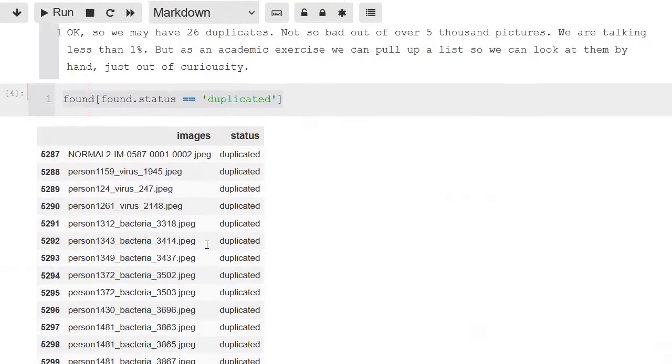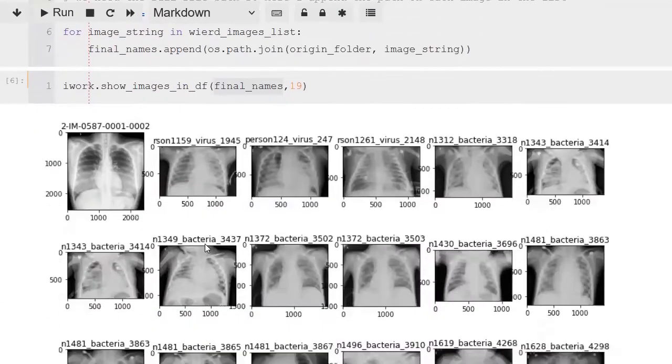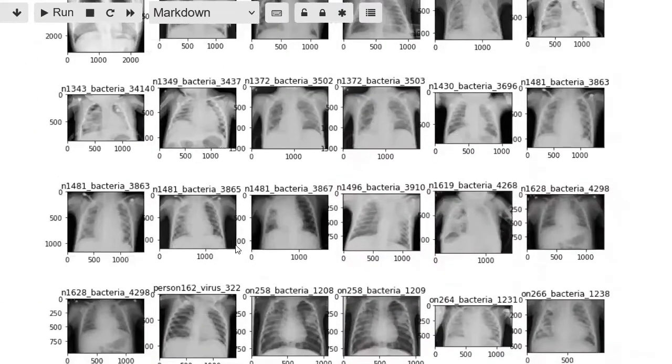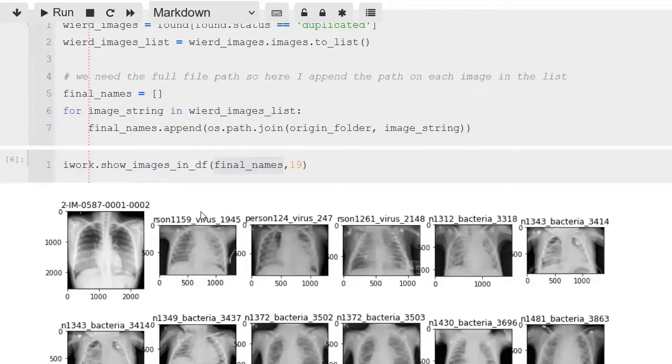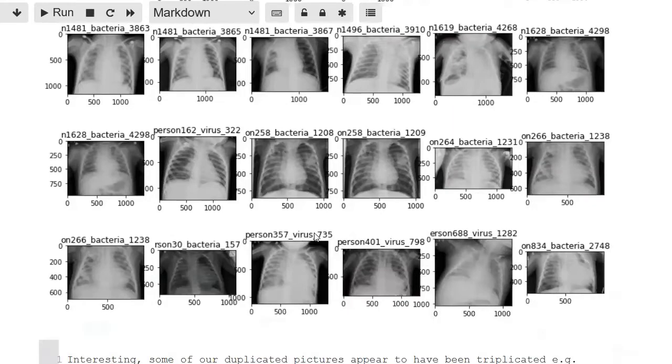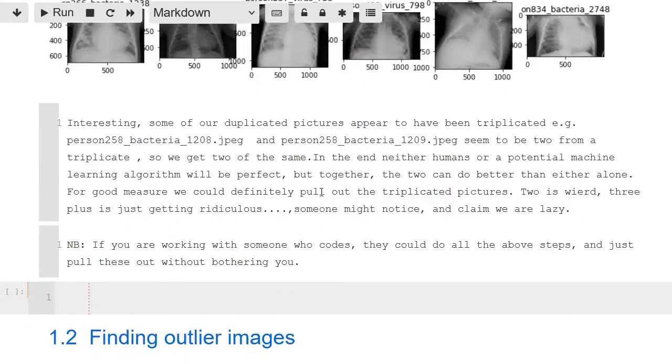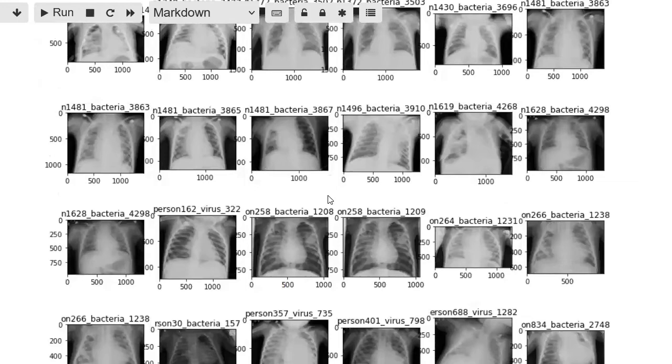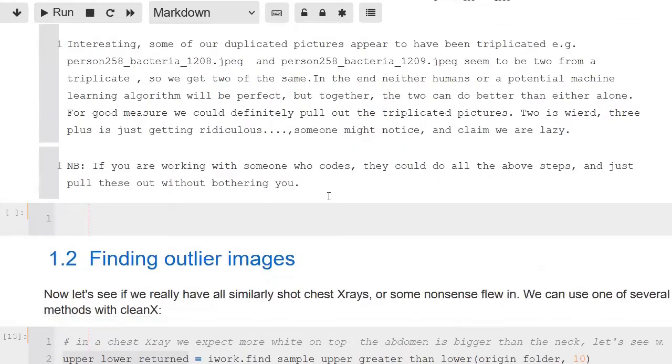And we can just look at them out of academic curiosity. And when I did that, I see that actually we had triplicates. So the function show images of DF is only going to show the duplicated ones. So we had some that were duplicated twice, it looks like. Now, out of all these images, this isn't that many duplicates, but when you have 3, 4, or 5 of the same image, if someone looks back on your work and sees you didn't pull them, they might claim that you were lazy. So you probably would want to pull those out.